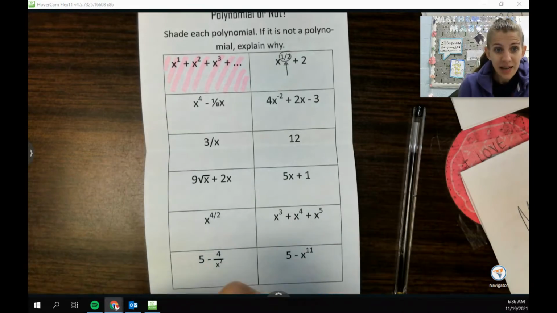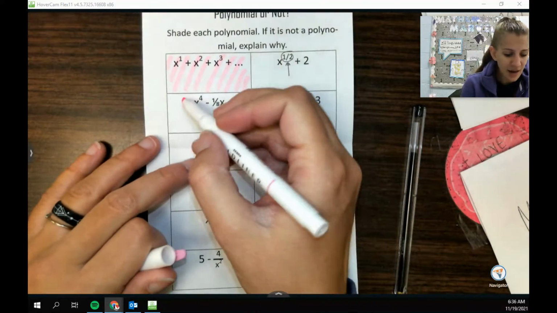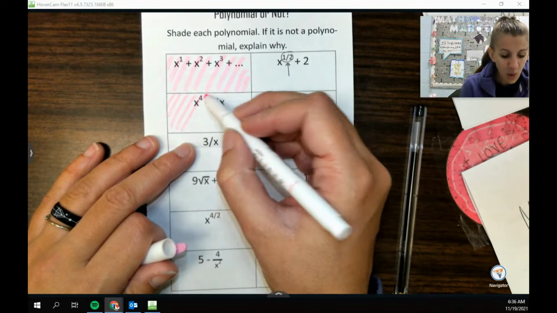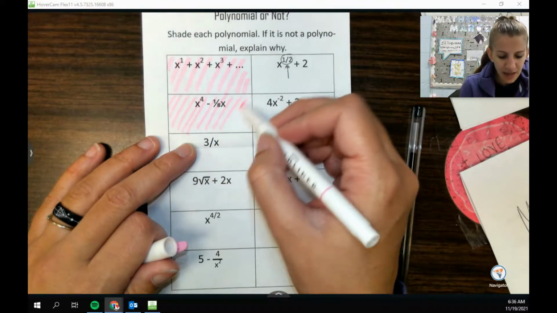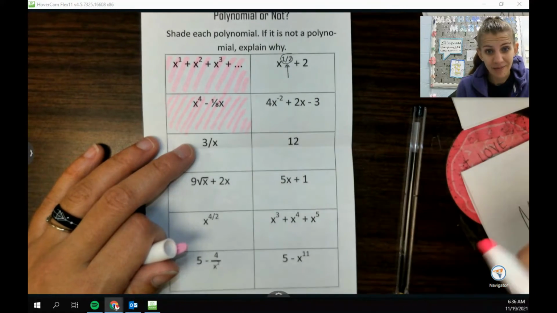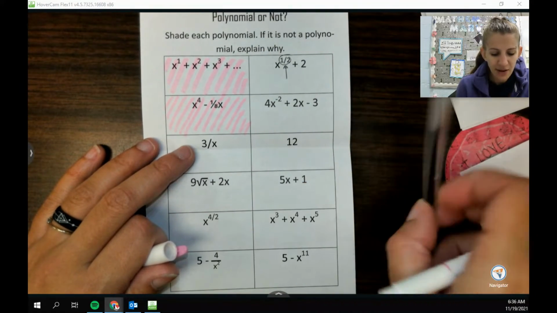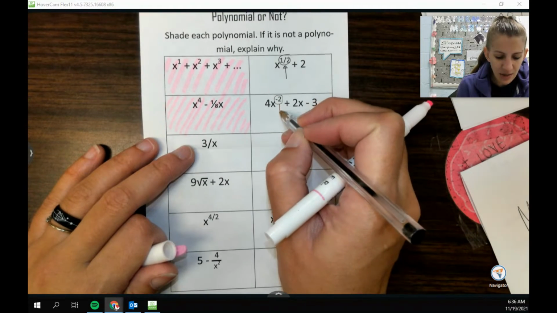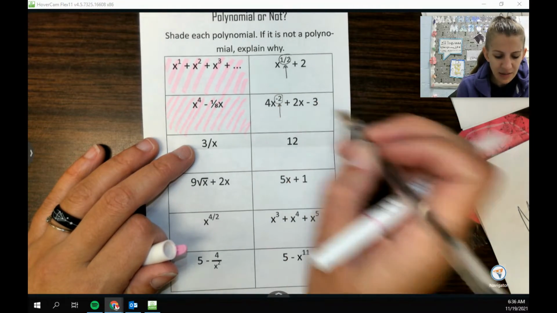Now the one underneath it, that one is fine. Our exponents are 4 and 1. I know we don't like a fraction at all, but this fraction is just a number, so that's fine. However, the one after that is no good because we also cannot have negative exponents.